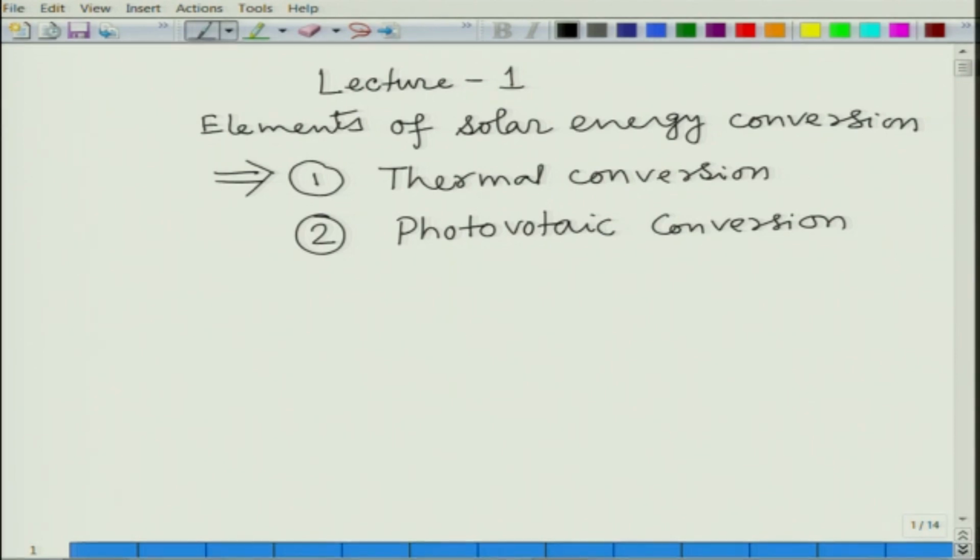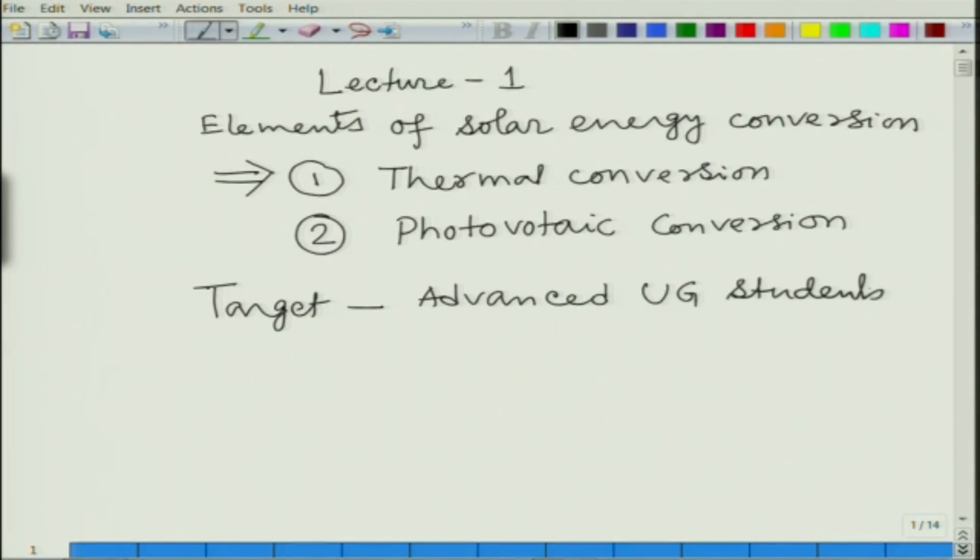And the target audience, I should write what I expect. The target audience is either advanced UG students, preferably 4th year mechanical engineering students, or even electrical engineering students.